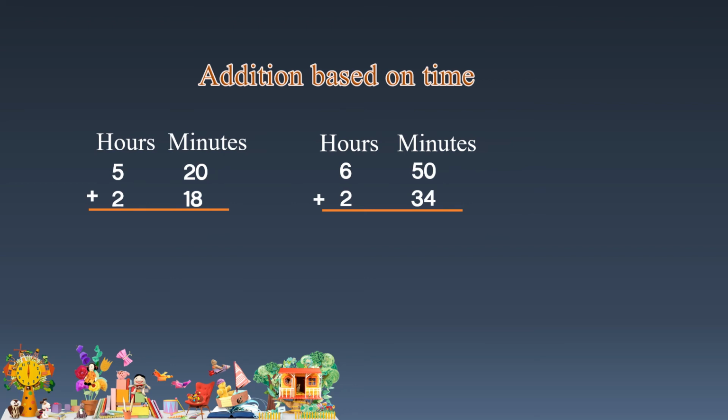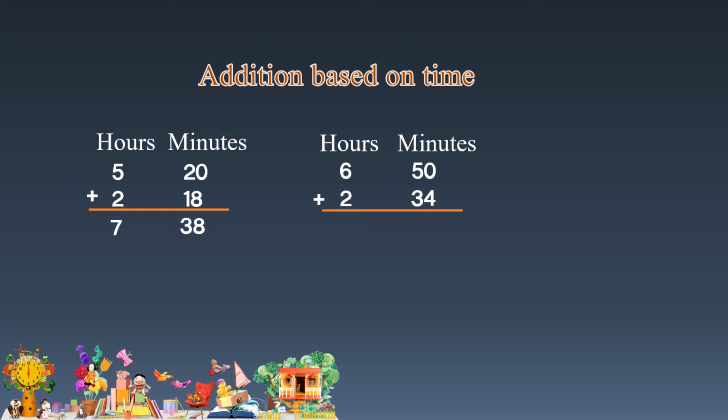We'll move on to some more examples. This time we are going to consider hours and minutes. Once again, we have to keep in mind that 60 minutes means 1 hour. Right. We'll move on to the first question under that. 5 hours 20 minutes plus 2 hours 18 minutes. Once again, we are going to start with minutes column. 20 plus 18 is 38. Since 38 is less than 60, I can keep that under minutes column. So in hours column, 5 plus 2 is 7. Therefore, the answer is 7 hours 38 minutes.